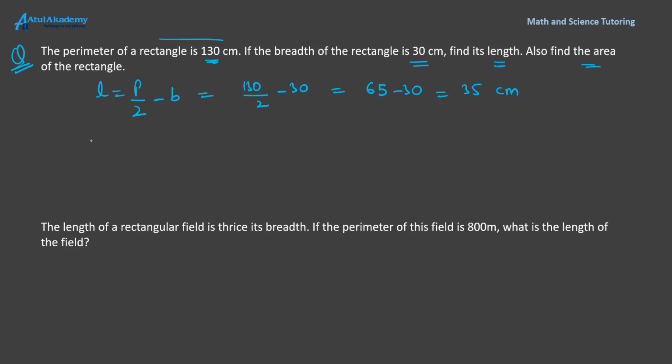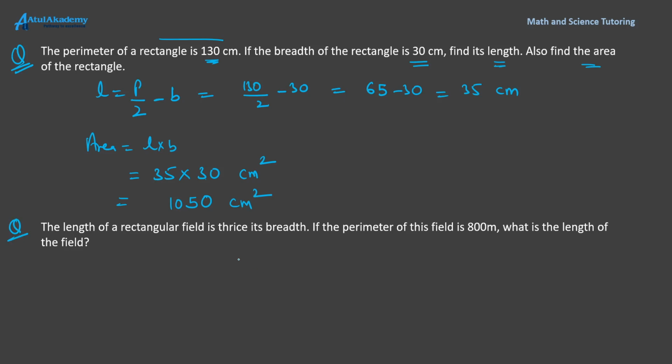We got the length. Now area we know is what? L into B. So let's do it. L is 35 into breadth is 30. Both are centimeter, so I'll say centimeter square. What will this be? You will get 0, 3 5s are 15, 1 carry over, 1050 centimeter square. Done. We are done with the question.